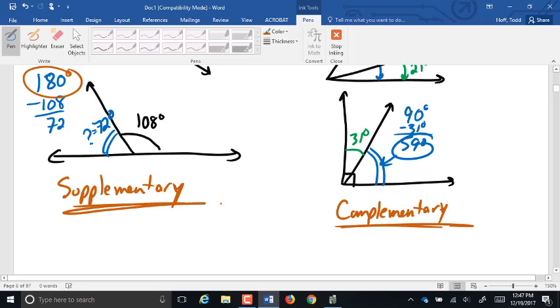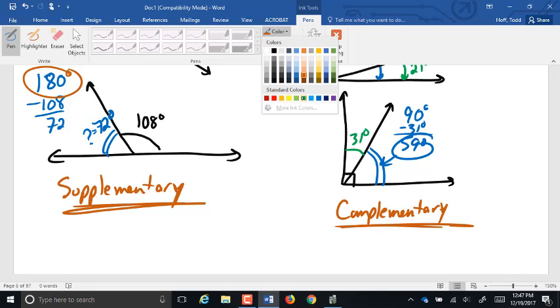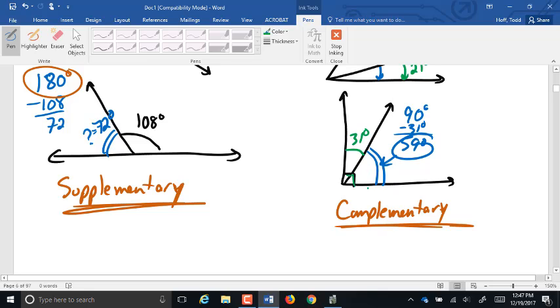Now, if you're anything like I was when I first learned these, I could remember the words, but I had a hard time remembering which one was which. Well, 90 degrees makes a right angle, and you get complements when you're right.